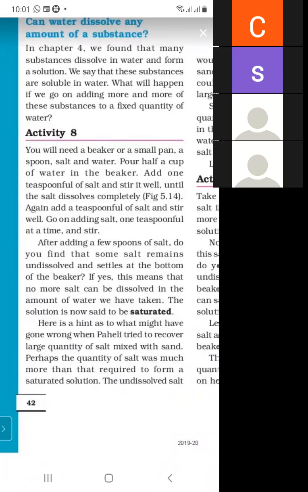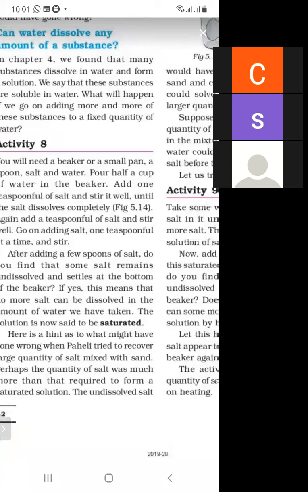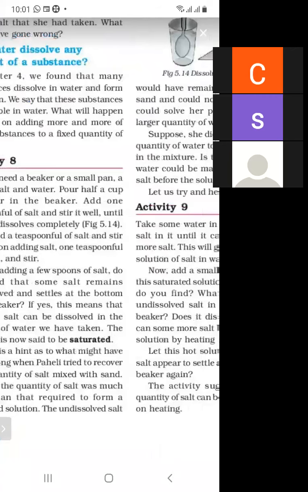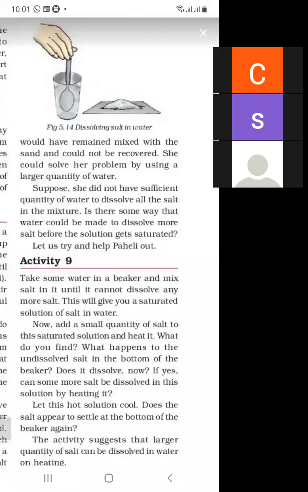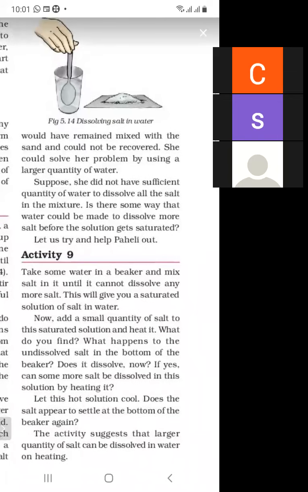Here is a hint as to what might have gone wrong when Paheli tried to recover a large amount of salt mixed with the sand. Perhaps the amount of salt was much more than required to form a saturated solution, and the undissolved salt would have remained mixed with the sand and could not be recovered. She could solve her problem by using a larger amount of water. Suppose she did not have sufficient quantity of water to dissolve all the salt in the mixture. Is there some way that water could be made to dissolve more salt before the solution gets saturated?